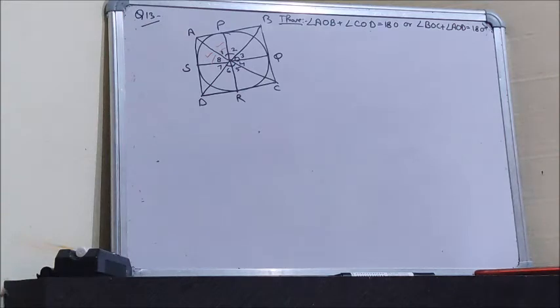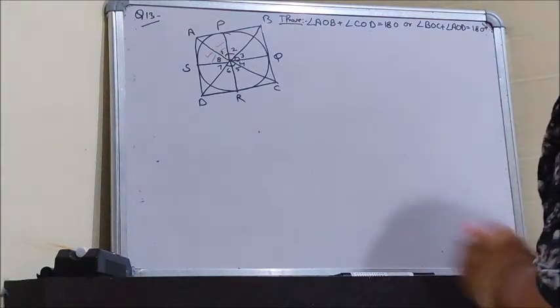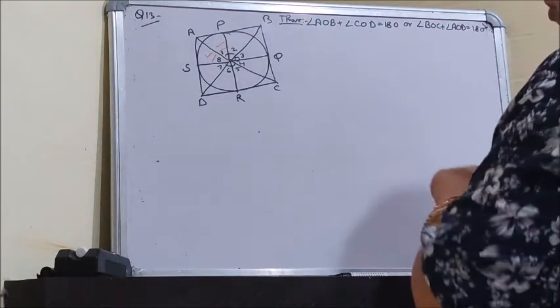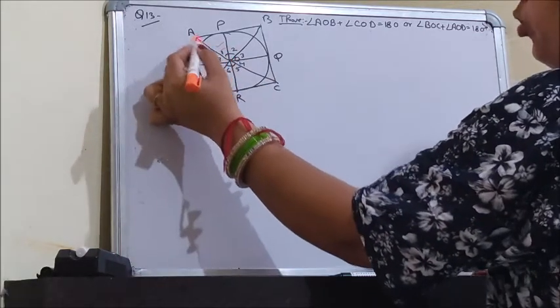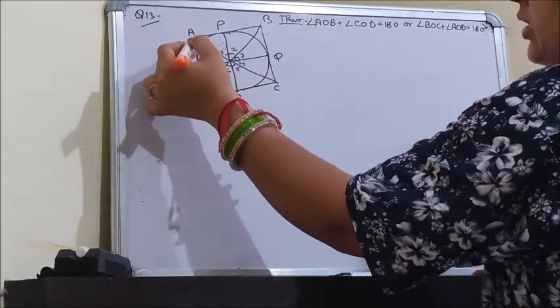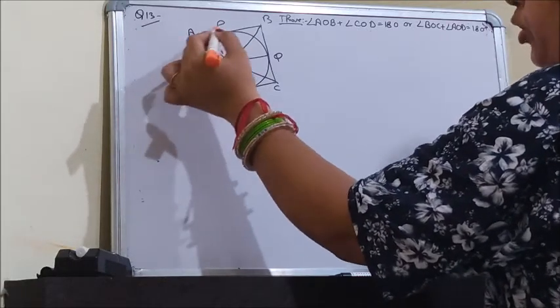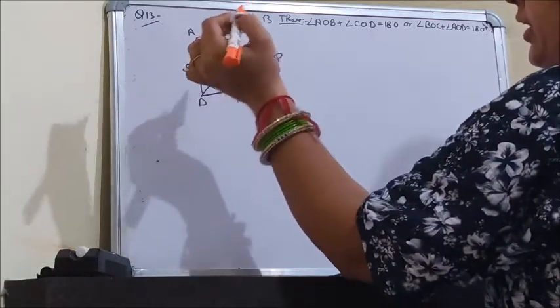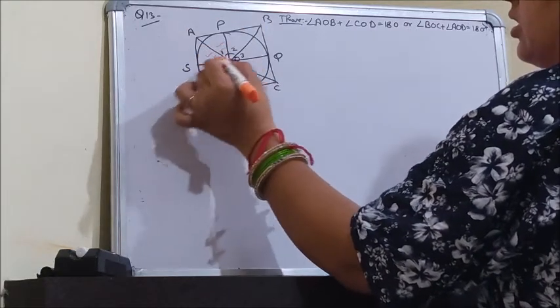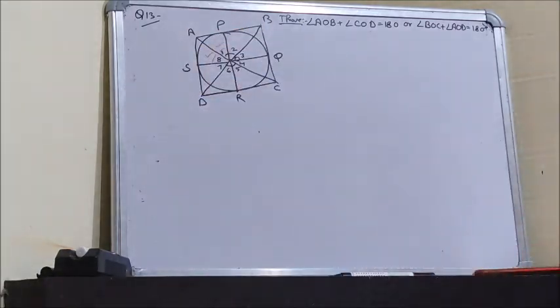How can we prove these triangles congruent? First, this is common, OA. This length is equal because tangents from the external point are equal in length, and this is equal, radii of the circle. So that is why angle 1 is equal to angle 8 by CPCT.